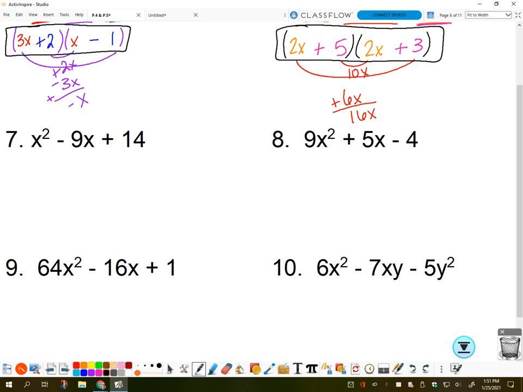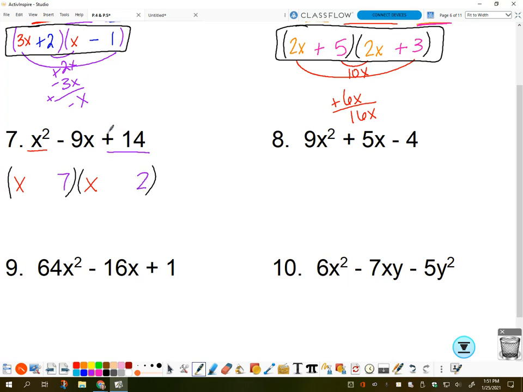Let's see here. We have a trinomial, so we should try to get to binomials. To get x squared, you only have one choice, x times x. To get 14, you can do 1 and 14 or 7 and 2. Since I'm going for a 9, I think 7 and 2 sounds good.